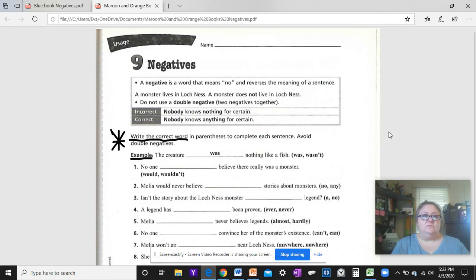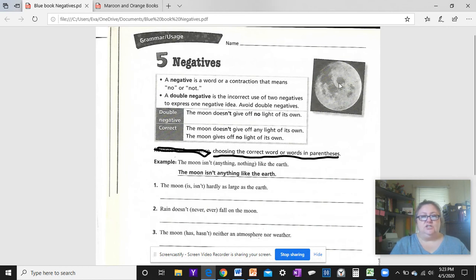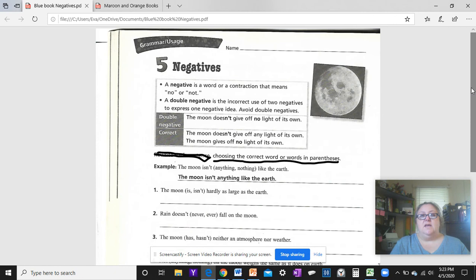This is Blue Book. This is Maroon Book. Let me go to Blue Book. You have 8 questions. Okay, here they are. It's the same information as my PowerPoint, and an example. And then there's an example here.